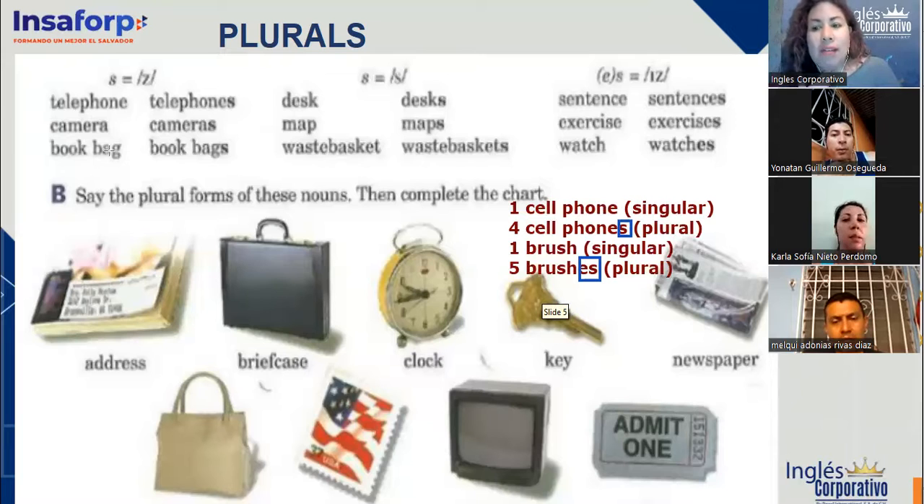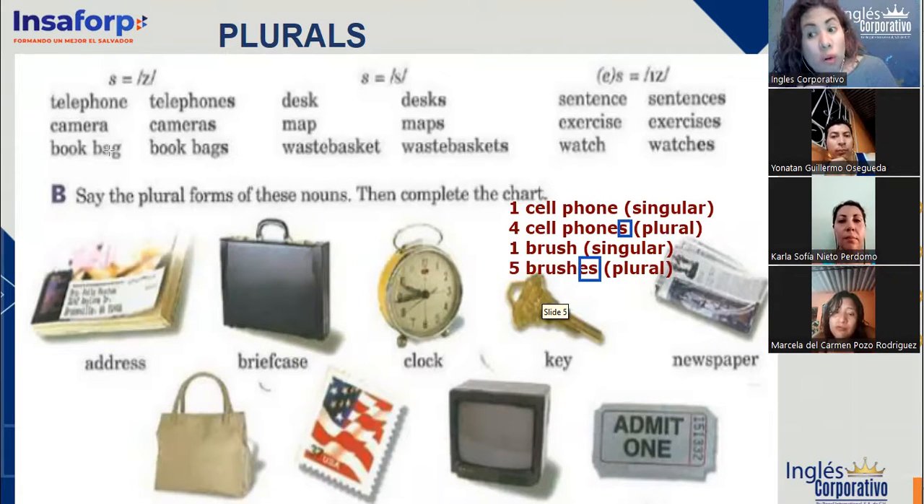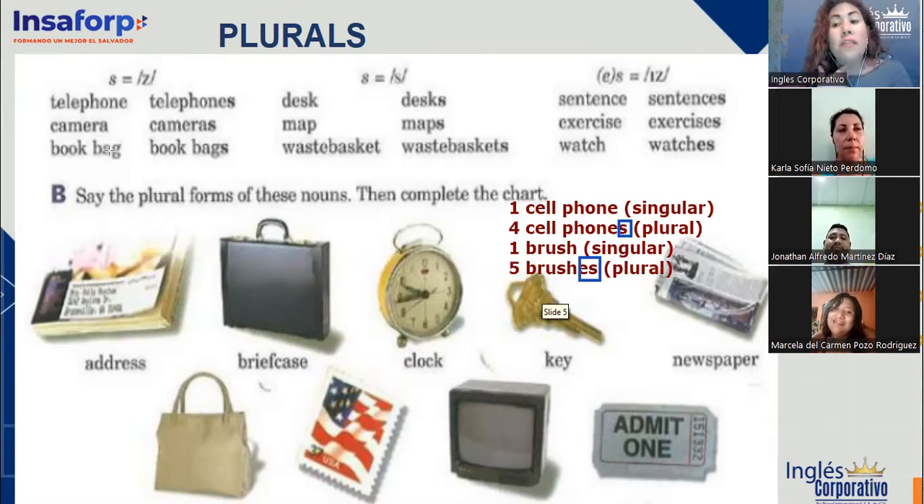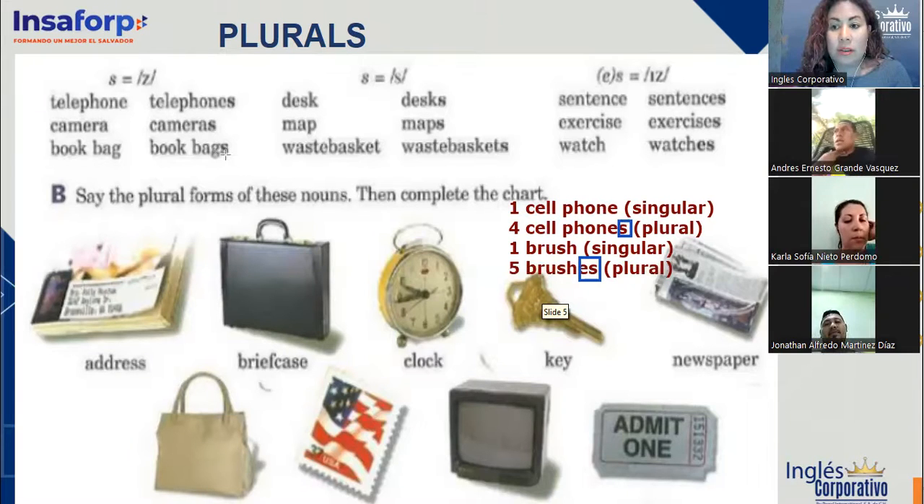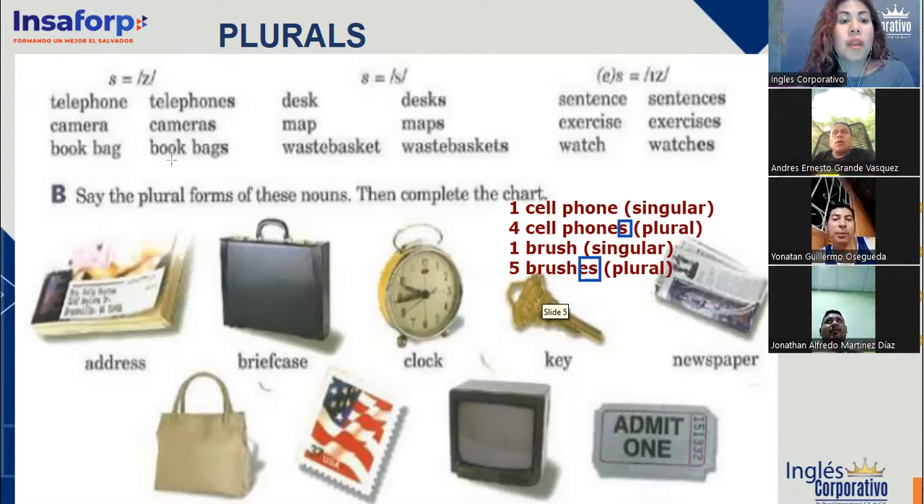¿Qué sienten al final de esas palabras? Como un eco. ¿Sienten una vibración? Sí, ¿verdad? Telephone, camera, book bag. Hay una vibración, ¿ok? Entonces, cuando hay una vibración, si le ponemos una S, va a sonar Z. Entonces, telephones, cameras, book bags. Repeat after me. Telephones. Cameras. Book bags.